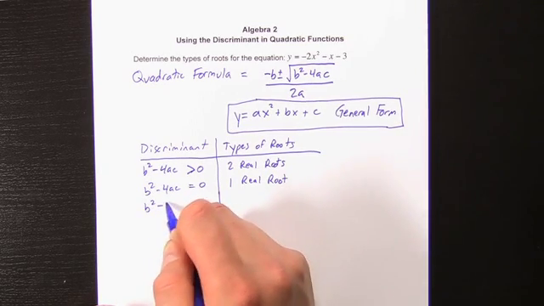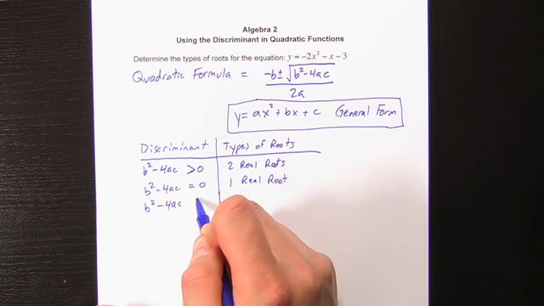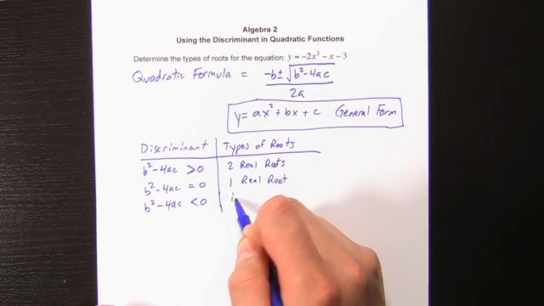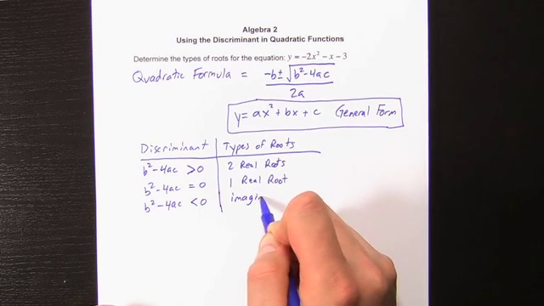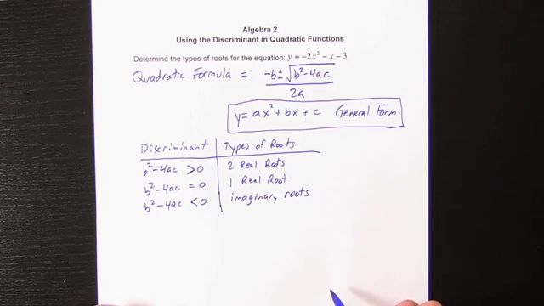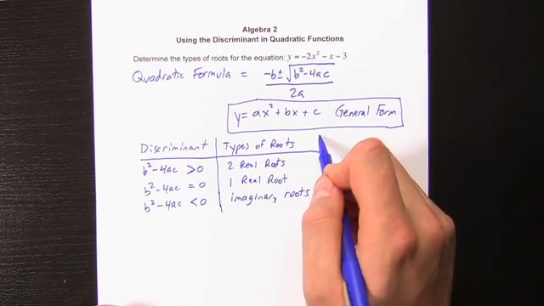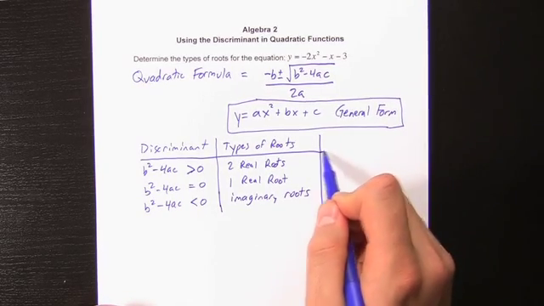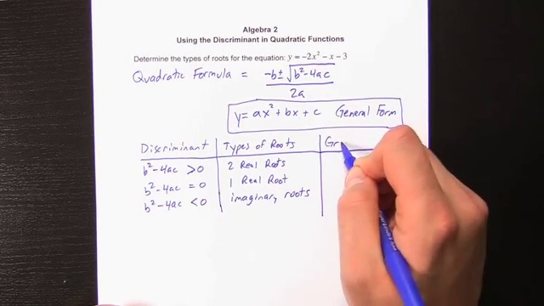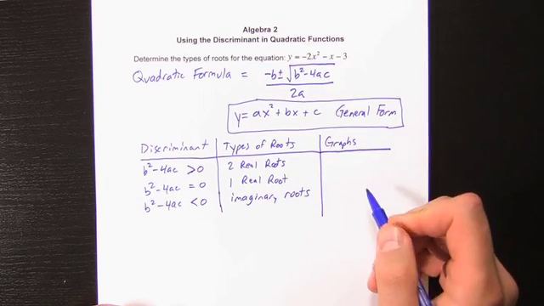If you have the discriminant less than 0, that means that it's negative. You're going to have imaginary roots, which means you'll have imaginary numbers. Now, just to give you a little bit of extra information here, I'll just show you some quick sketches of what the graphs for these might look like.